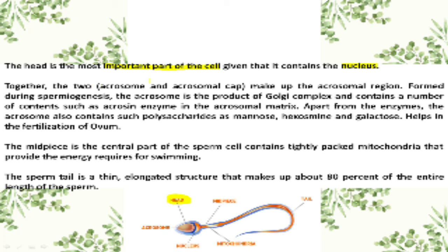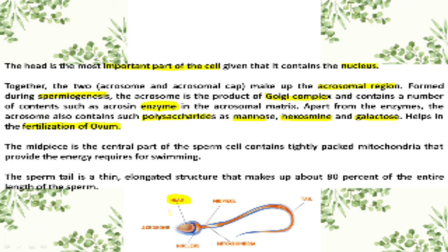Together, the two, acrosome and acrosomal cap, make the acrosomal region. So this is the acrosomal region. It is formed during spermiogenesis. This acrosome is the product of the Golgi complex, and it contains enzymes. Apart from the enzymes, it also contains polysaccharides like mannose, hexosamine, and galactose. The enzymes which are present are very important for fertilization. And the constituents of the acrosomal region help in the fertilization of the ovum.